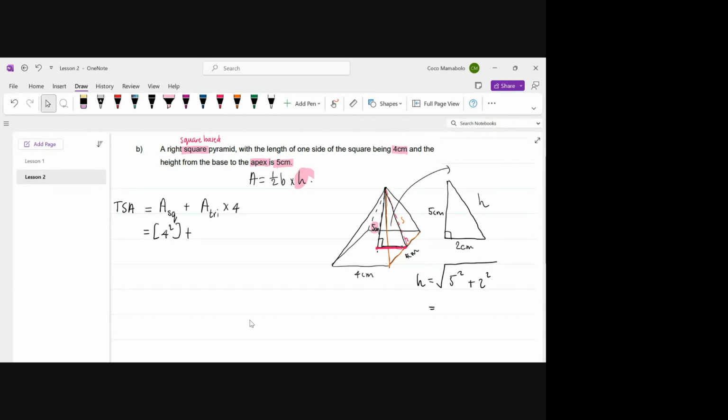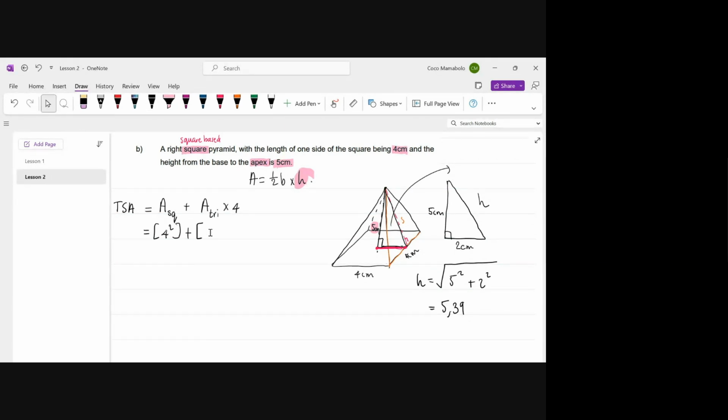$10.77? Ooh, I don't know about 10.77. Okay, I do agree with 5.39. Yes, 5.39, because that's just the square root of 29. So I know that the perpendicular height of my triangle is 5.39.